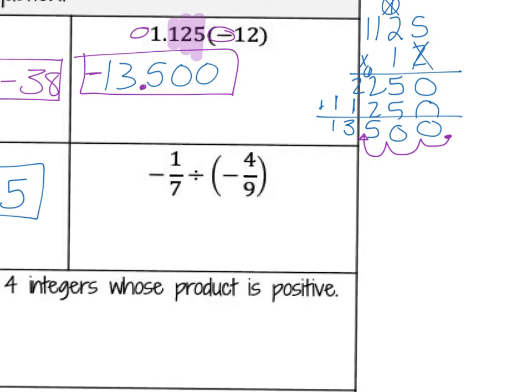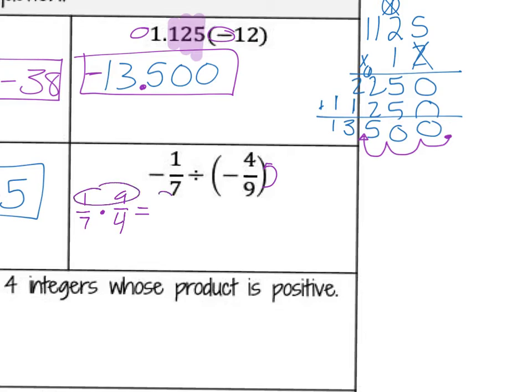Okay, so for fractions, to divide fractions, we multiply by the reciprocal. So we keep the first one, switch to multiplication, and then flip the second fraction. So remember, that's called multiplying by the reciprocal. And then we can just multiply across like normal.